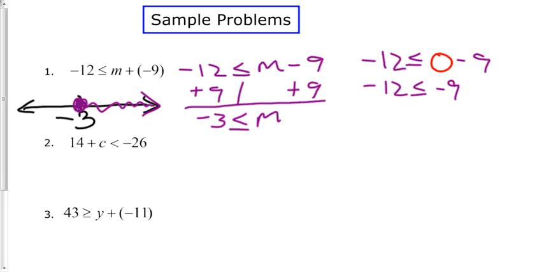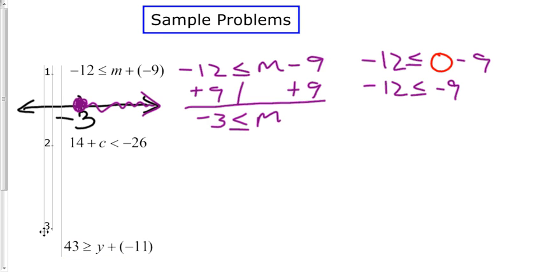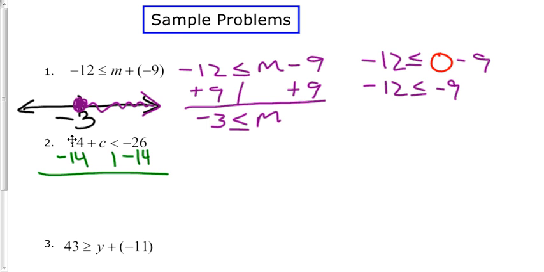All right, let's take a look at this next one here. I've got 14 plus c is less than negative 26. So I'm going to solve this out here. I'm going to say 14 plus c. I'm going to subtract 14 on both sides of the inequality symbol. 14 minus 14 is 0, so I'm left with c is less than negative 26 minus 14. I get negative 40.